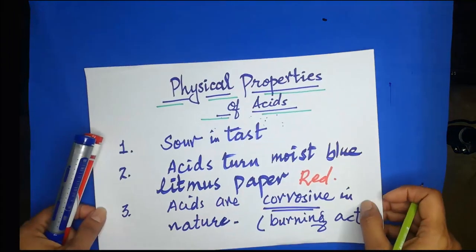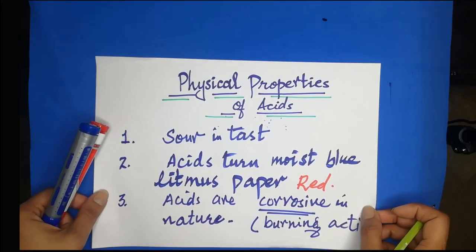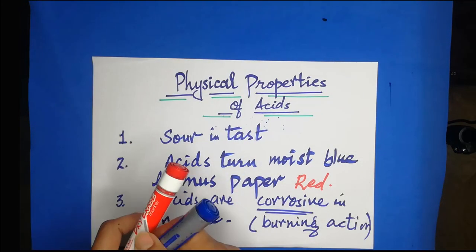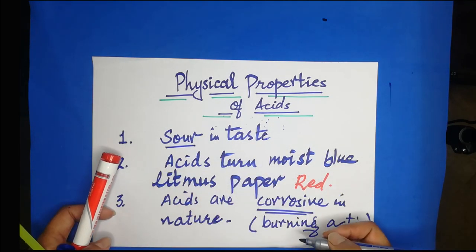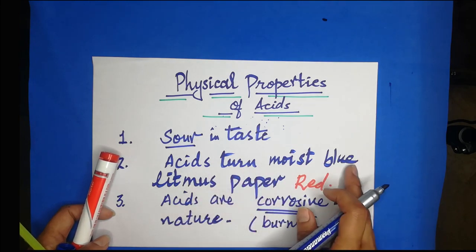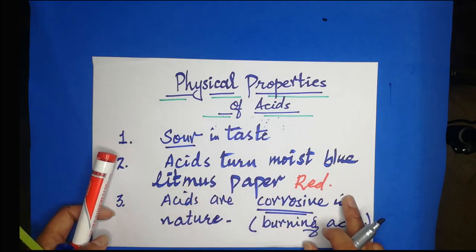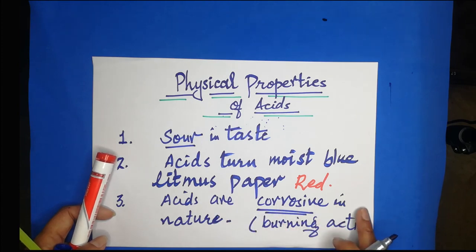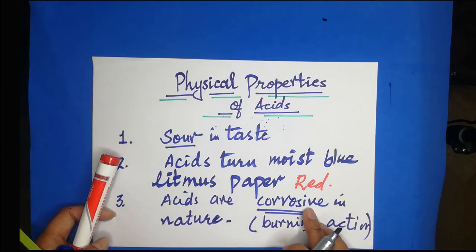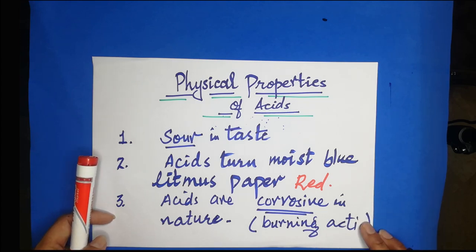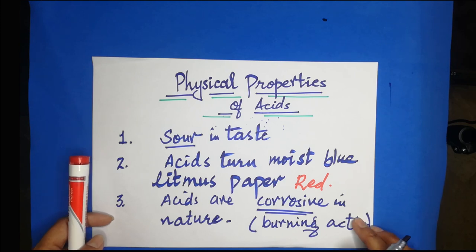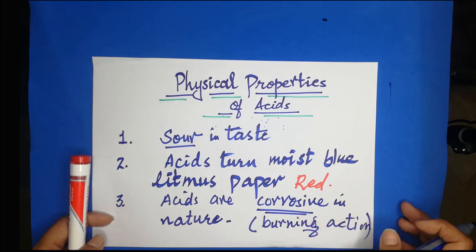If we consider the physical properties of acids, the taste of acids is sour. Acids turn moist blue litmus paper red. Acids are corrosive in nature, and corrosive means burning action. It can burn skin, it can burn different materials, it can burn clothes. So the burning action is basically called corrosive.